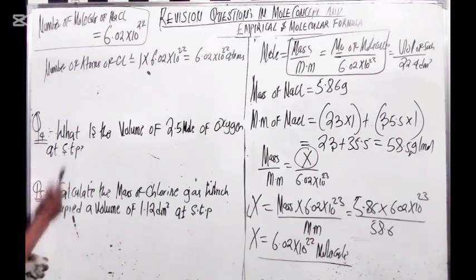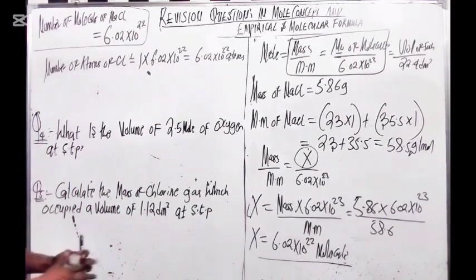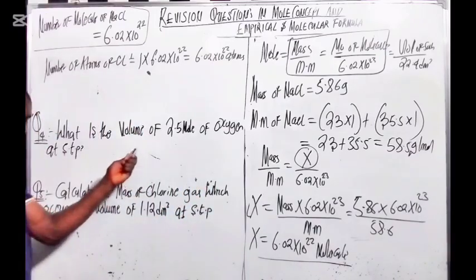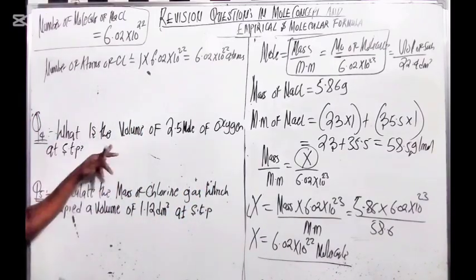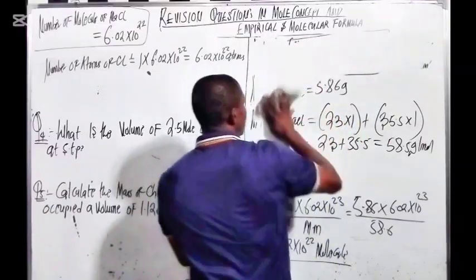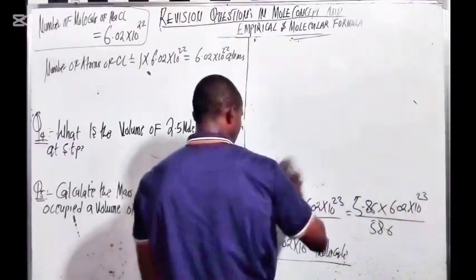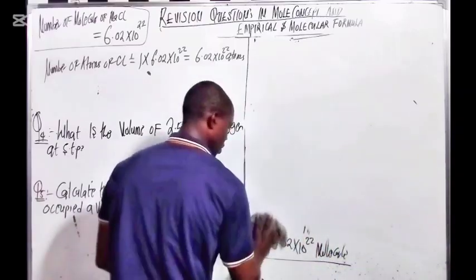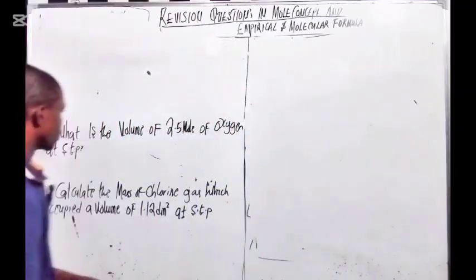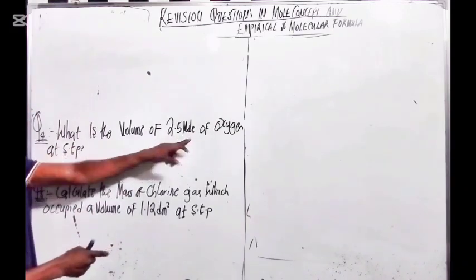So now let's look at this one here. What is the volume of 2.5 mole of oxygen at STP? I believe you should be able to do this one here. Let's look at it together.